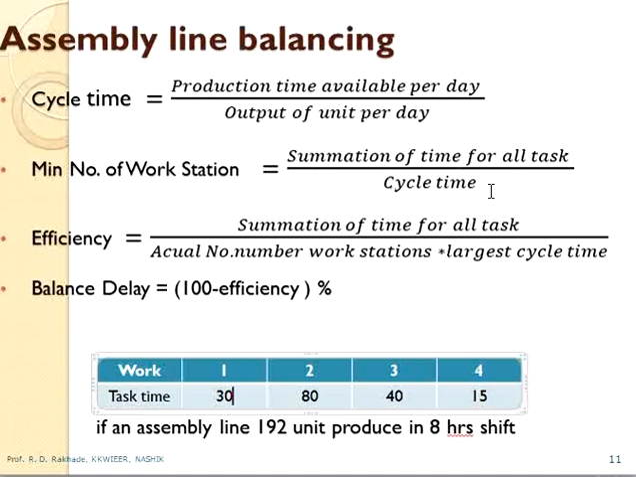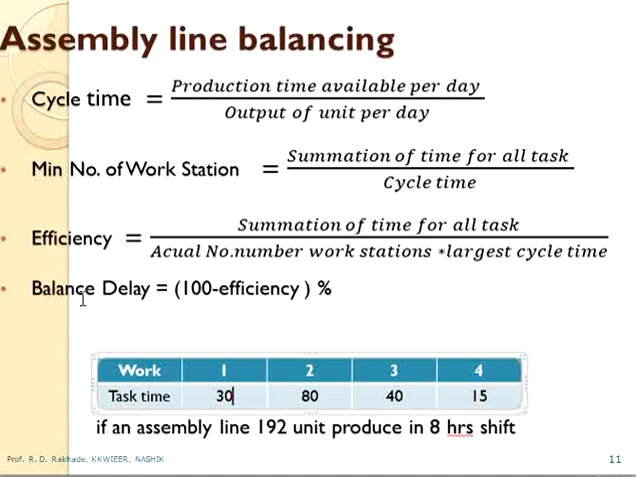So how to calculate cycle time? Cycle time is equal to production time available per day upon output of units per day. So in this problem, production time available per day is 8 hours, so we can convert it into minutes as well as seconds, and output of units per day is 192. So in this way we can calculate cycle time, then workstations, then efficiency.